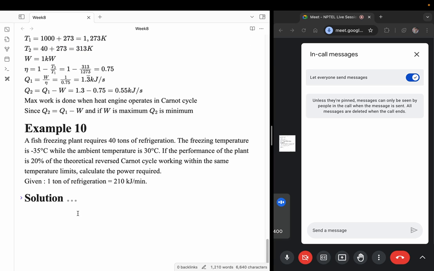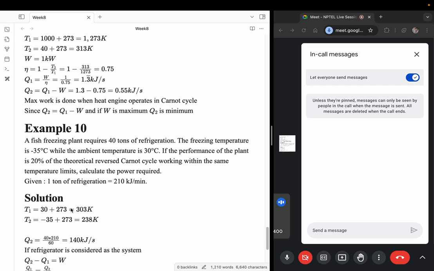Move on to the last problem. A fish freezing plant requires 40 tons of refrigeration and the freezing temperature is minus 35 Celsius while ambient temperature is 30 Celsius. If the performance of the plant is 20% of theoretical reverse Carnot cycle, working within the same temperature limits, calculate the power required. Unlike all the previous problems, here we are not saying that it follows the Carnot reversible cycle, but then you can use the Carnot equation and then do something else to relate to what is happening in real time.